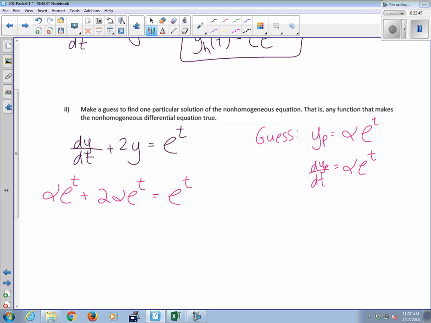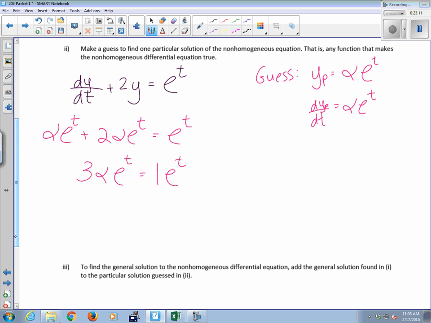Well, you can combine like terms on the left here, right? What's alpha e to the t plus 2 alpha e to the t? 3 alpha e to the t has to equal 1 e to the t. And so your coefficients would have to be the same. There's a little hidden 1 there, right? So it turns out that 3 alpha and 1 must be equal to each other. 3 alpha would have to equal 1, which means alpha has to be 1/3.